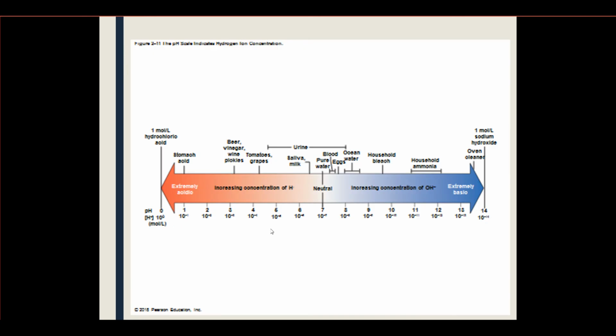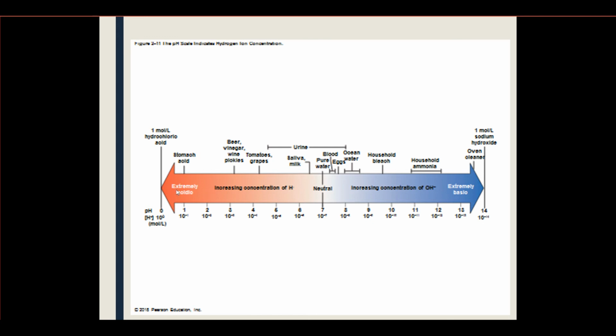Let's take a look. So here's a pH scale. You'll notice it goes from 0 all the way up to 14. If you cut 14 in half, you get 7. So this would be neutral. An example of this would be pure water. So now as we go this way, see how the arrow is going this way? We're going to get more and more hydrogen ions.